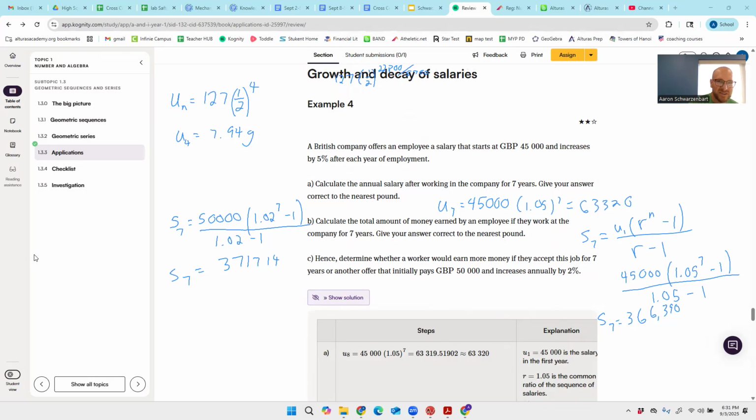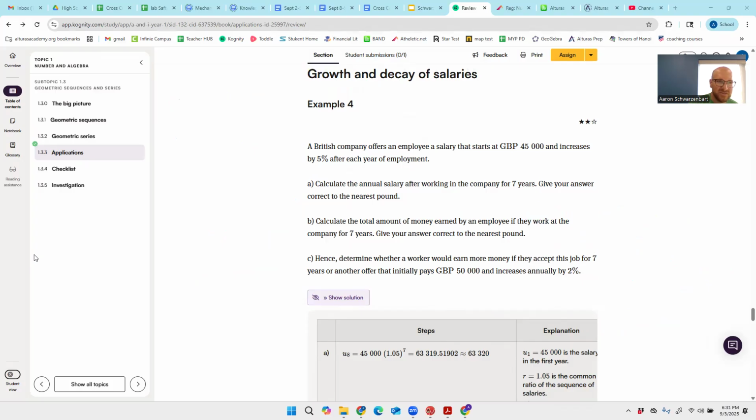Okay, that is the end of applications of arithmetic or geometric sequences and series.